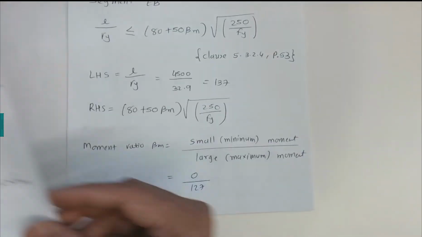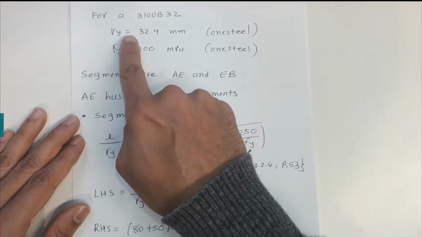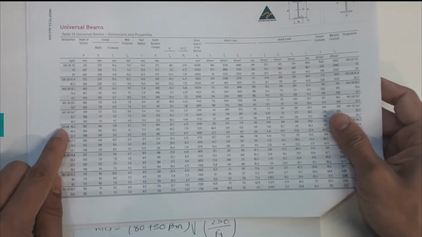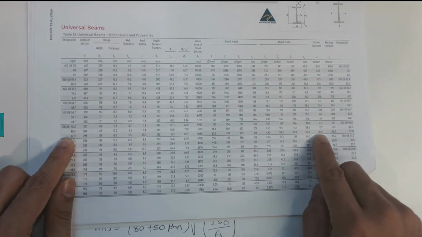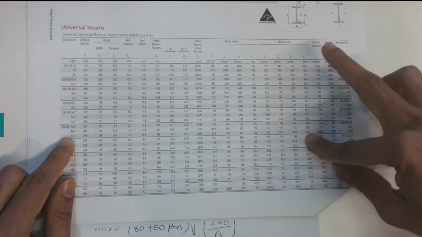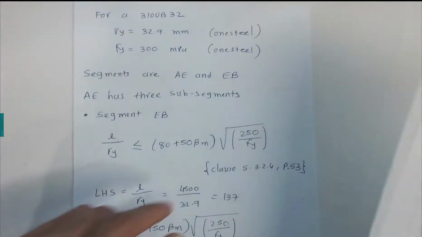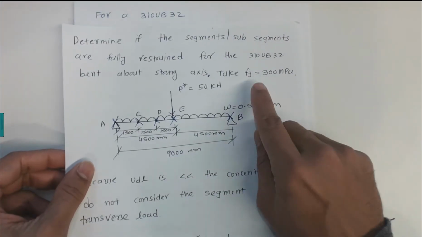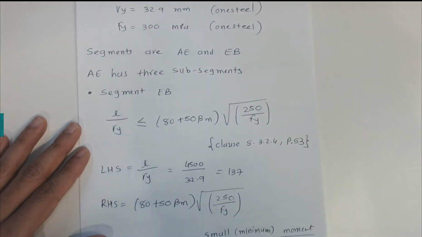Now for the 310 UB32 we have a radius of gyration of 32.9 from the One Steel table. If you have a 310 UB32 and line across, we will have an Ry value of 32.9. So that is taken as 32.9 millimeters from the One Steel table. In the question the Fy value is given as 300 megapascals.